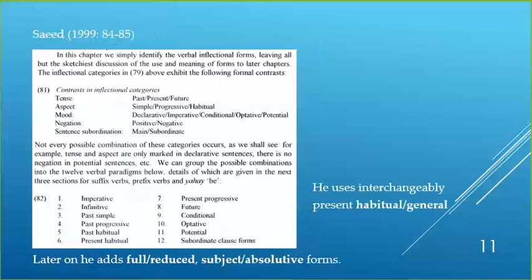And if we just have a very, very short look at Said's introduction to the inflection of verbs, he identifies lots of inflectional categories, but to me it's a bit unclear what status all these inflectional categories really have. It seems like a mixture of a number of different levels, let's say, a mixture of forms, constructions, and functions. And this is not all, really, because later on he also adds full forms, reduced forms, and subject versus absolutive forms. So there is more to come on the following pages.